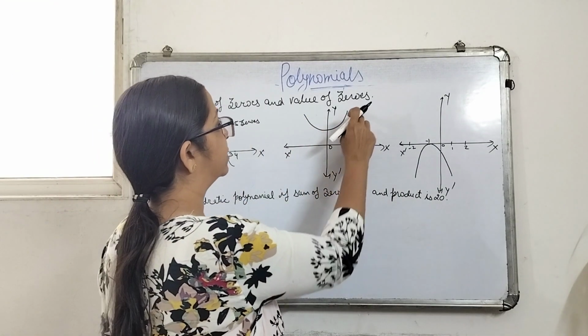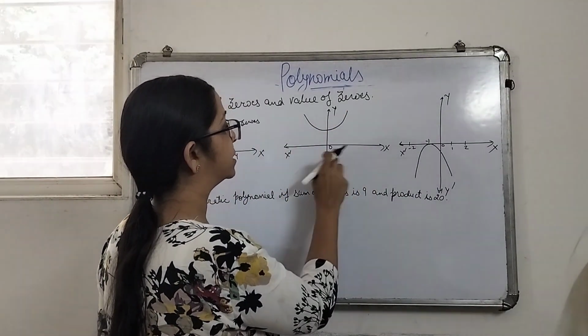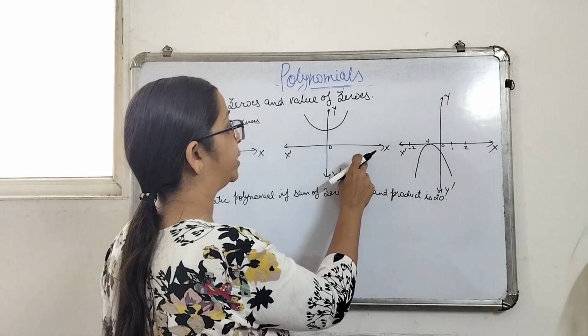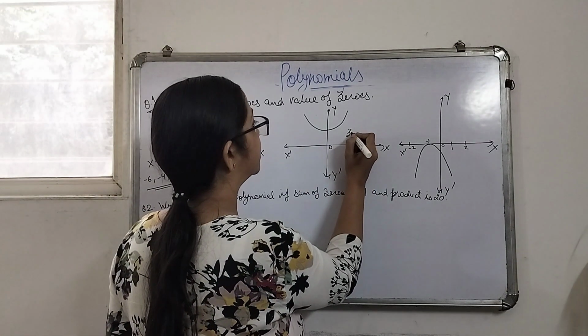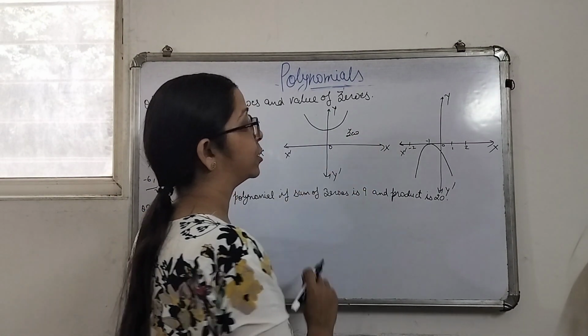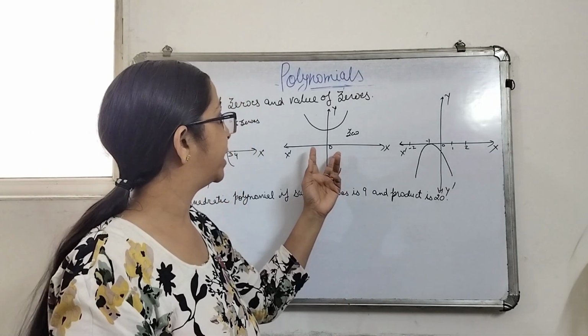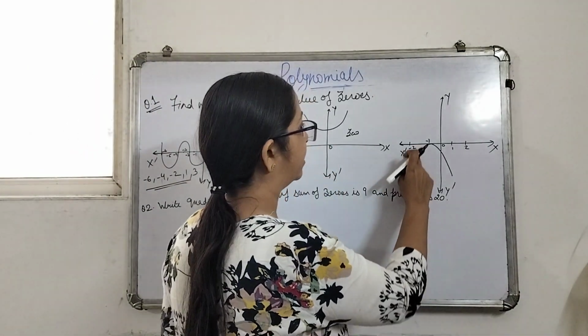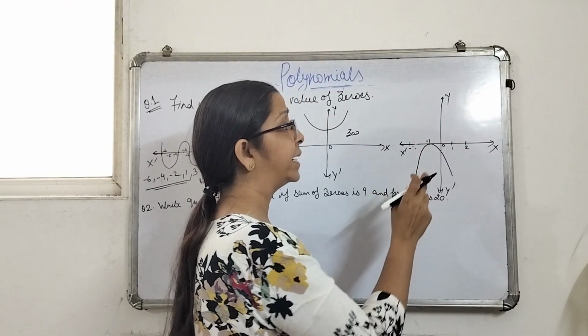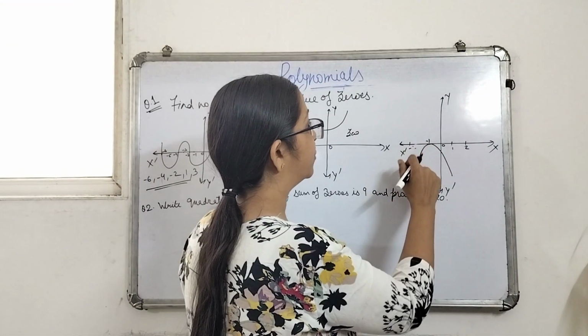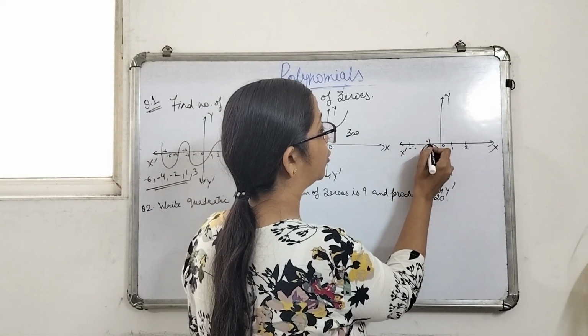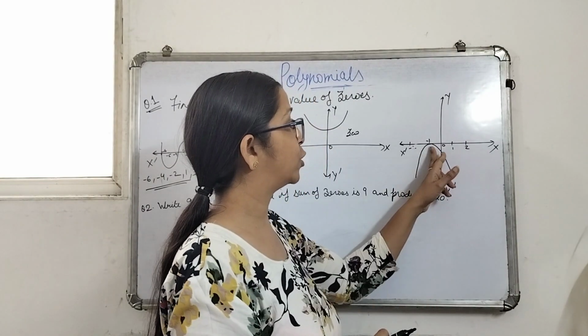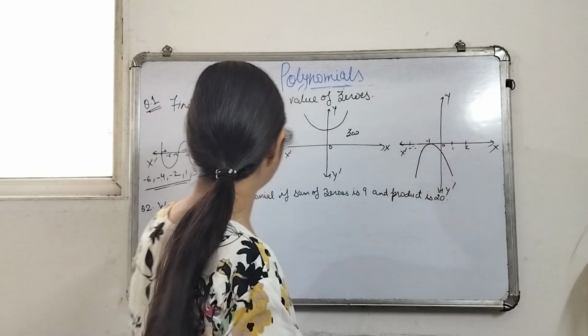Here we can see that the graph is not intersecting the x-axis at any point, so the number of zeros will be 0. There won't be any zero for this polynomial. Here we can see that the graph is intersecting the x-axis at exactly 1 point. So this will have 1 zero and the value of the zero will be -1.